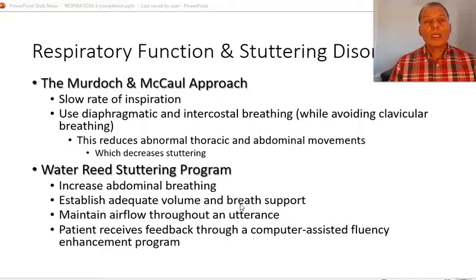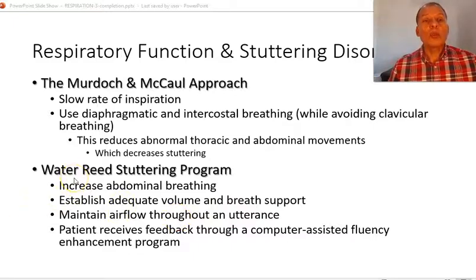For the second approach, the Murdoch and McCall approach, they focus on slowing the rate of inspiration and teaching the patient how to use diaphragmatic and intercostal breathing, at the same time avoiding clavicular breathing. And that was found to reduce abdominal and thoracic movements, while also decreasing the stuttering behavior.